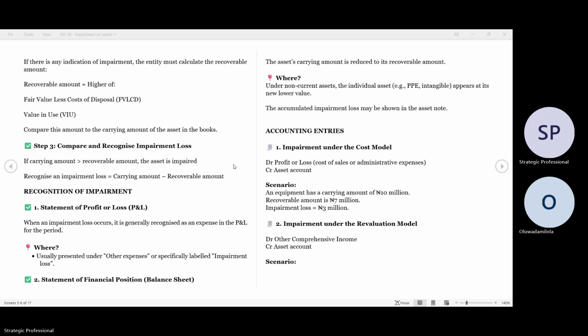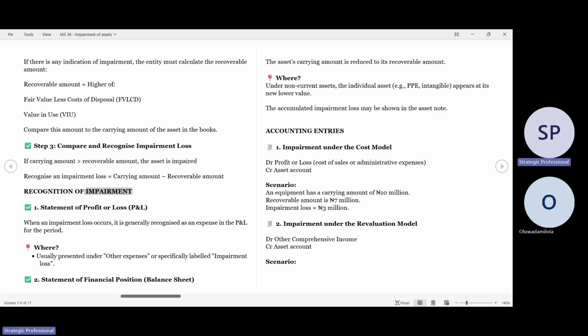So it is important that if your carrying amount is less than your recoverable amount, just move on. It means that there's no impairment loss. Please, there's nothing like impairment gain. Take notes. Impairment loss is just when your carrying amount is more than your recoverable amount. That's it.